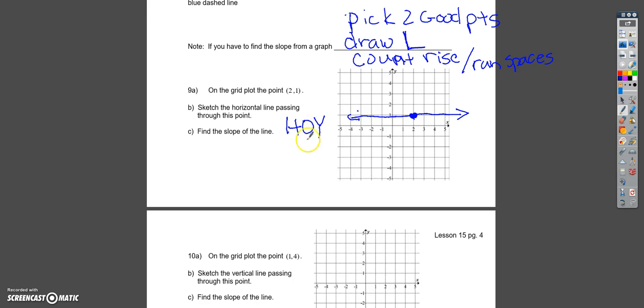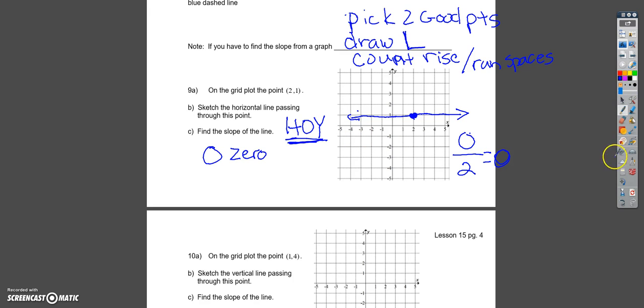Well, here's where it comes into play. Find the slope of the horizontal line. It's 0. If we tried to do rise over run, we have no rise, so that would be 0. Run could be any number, and 0 divided by 2 is 0. But it's much easier if you remember Hoy.